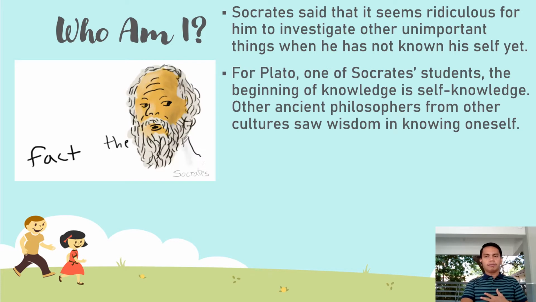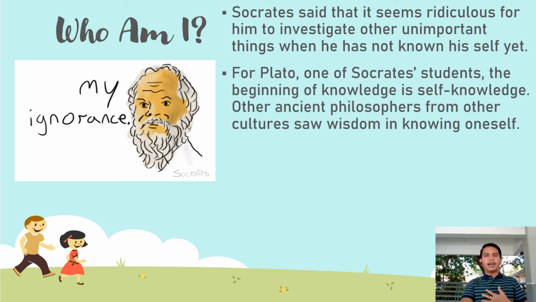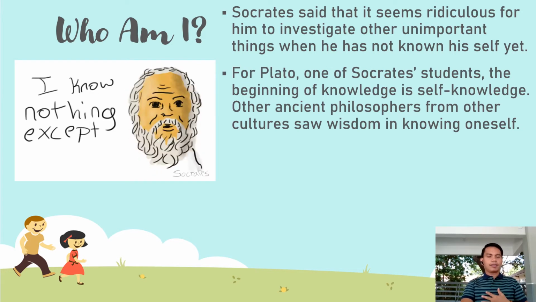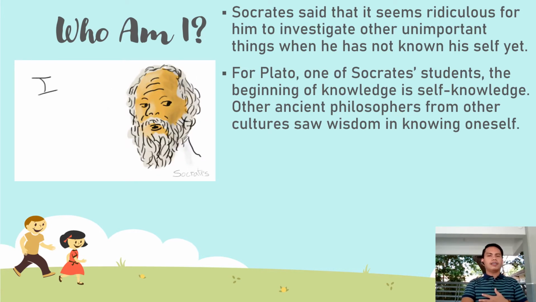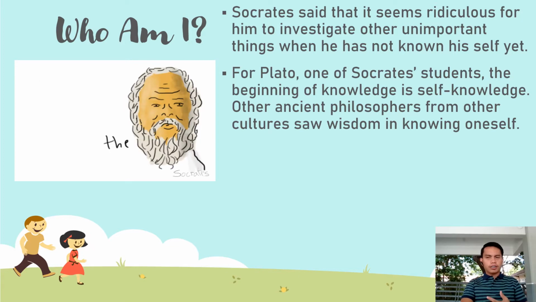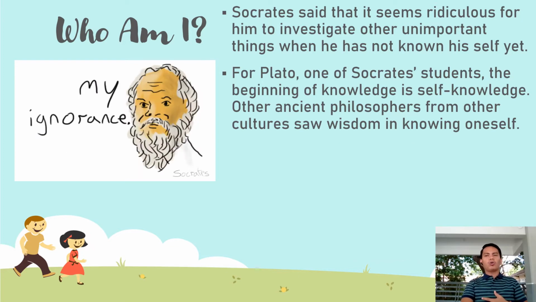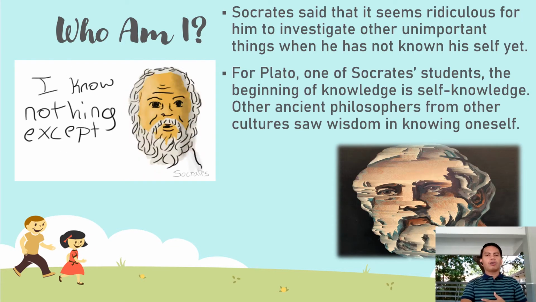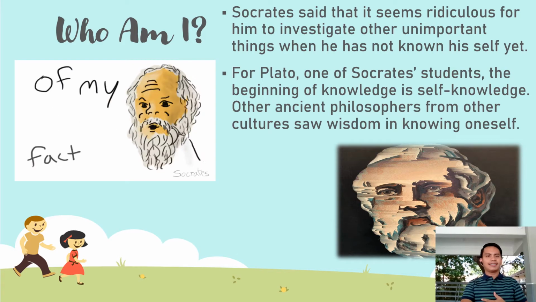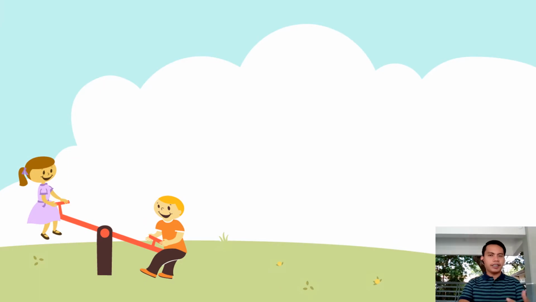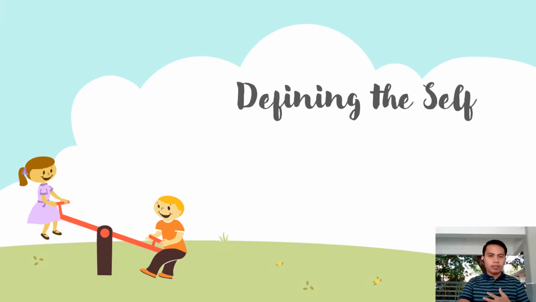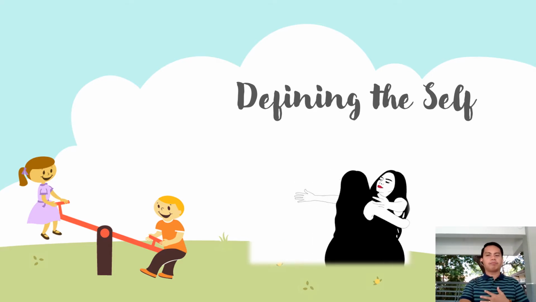And for Plato, the beginning of knowledge is self-knowledge. Other ancient philosophers like Aristotle, okay, and philosophers from other cultures saw wisdom in knowing oneself. And before we discuss how to know oneself, we have to define first the concept of the self.